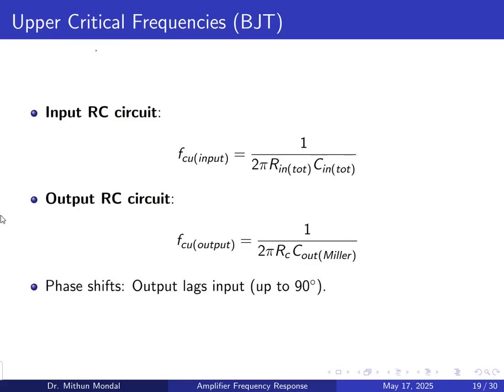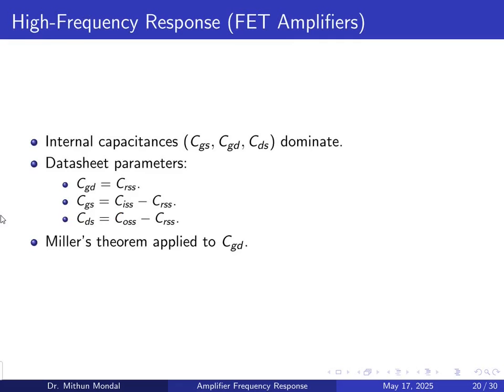Now, what is the critical frequency of the upper region in the BJT case? So that will be equal to 1 by 2 pi R in total, C in total. Okay. So that is the input RC circuit. Output RC circuit, we have RC multiplied with C output Miller. Phase shifting, if we see, the output will be lagging the input up to the 90 degree. This will be the upper critical frequency.